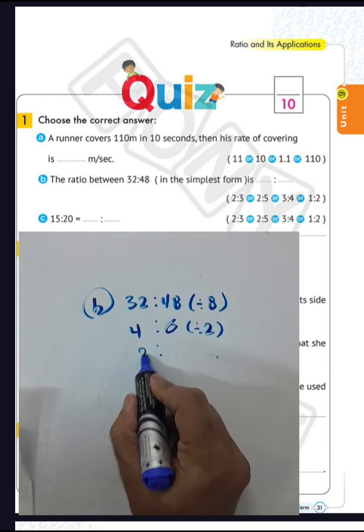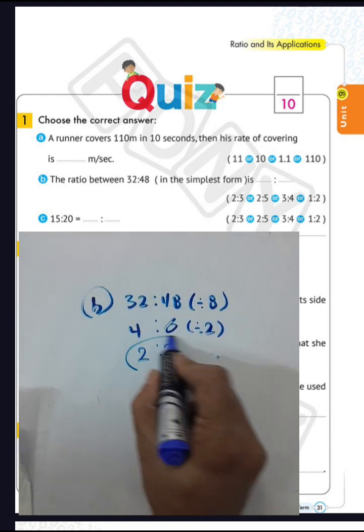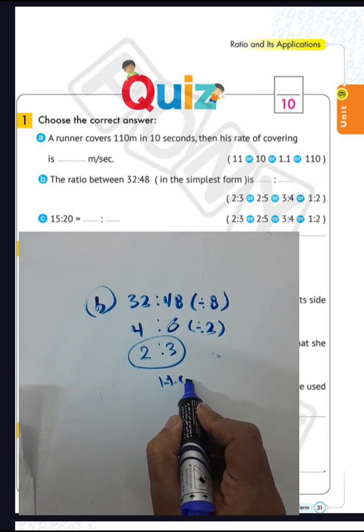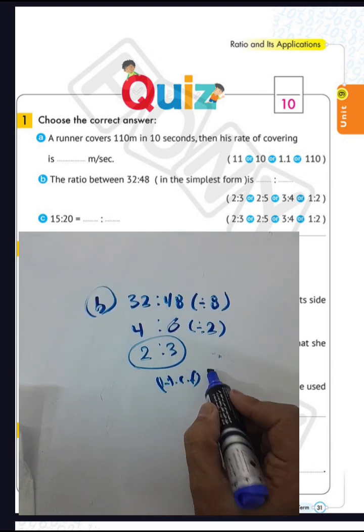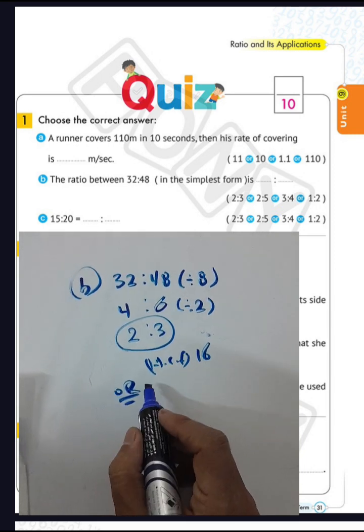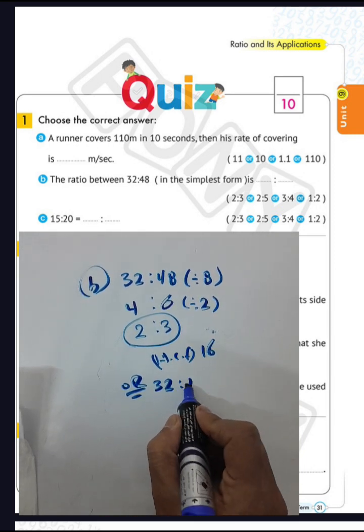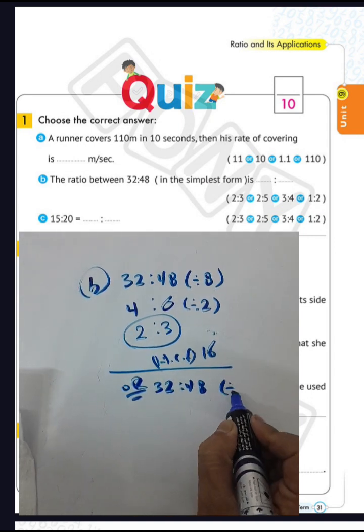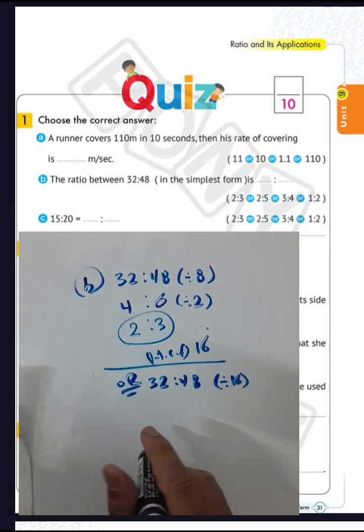4 divided by 2 equals 2 and 6 divided by 2 equals 3. Then the highest common factor between the two numbers will be 2 times 8 equals 16. Or you can solve this example by another method. So you can write 32 and 48. You can divide the two numbers by 16.